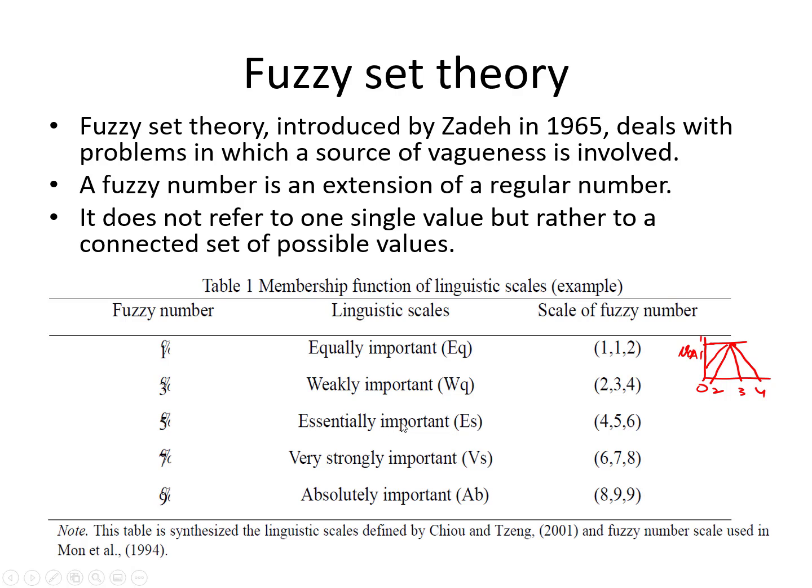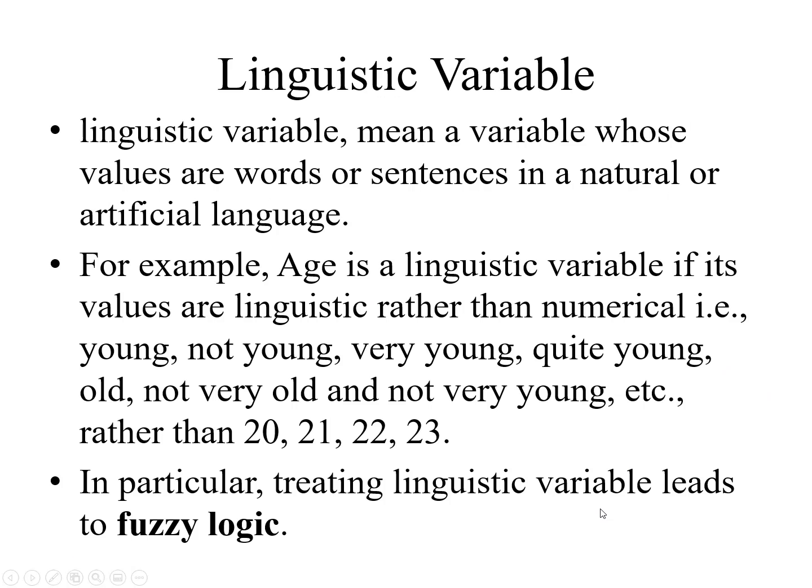Essentially important, yes, 5: 4, 5, 6. Very strongly important. Basically we use the normal 9 Likert scale. So 1 means 1, 1, 2. These values lie in 1. In 3, 2, 3, 4 will lie, which is considered weakly important. Essentially important will be 4, 5, 6, which is 5. Very strongly important, 6, 7, 8, and absolutely important, which is the highest one, 8, 9, 9. This way you will construct the fuzzy set.